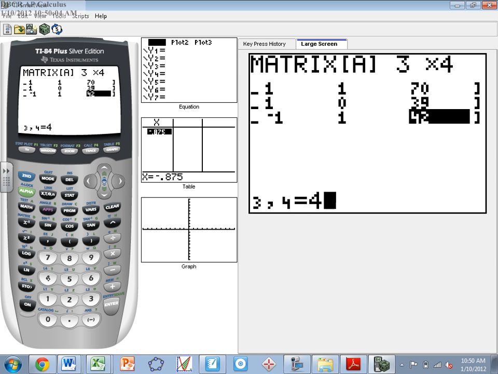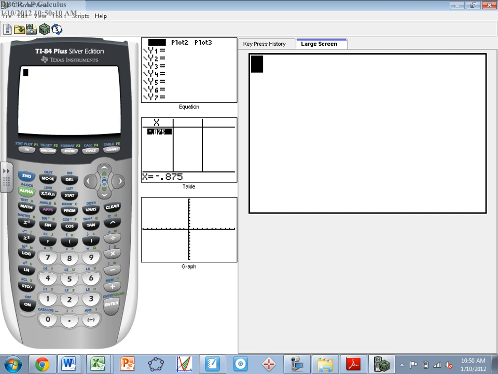If you use a minus sign, it will not work. I'm telling you now. You need a negative. Now, quit out of here, please. So you're back at the home screen. Don't type anything in. Whatever you do, don't type anything in. Remember the last command we brought up was REF of matrix A and it did all that work? I don't want to do all that work again.